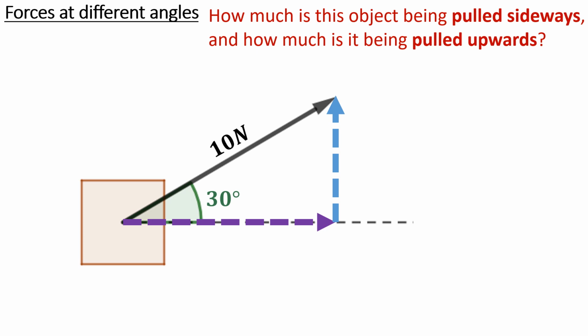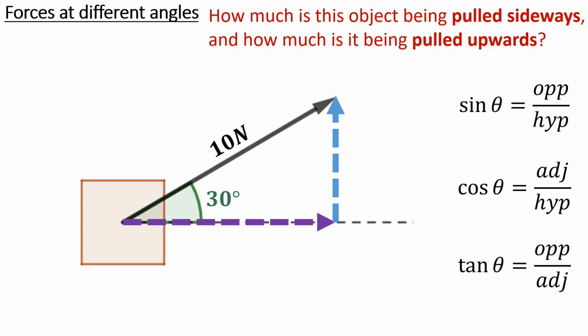We can calculate that by noticing that what you're looking at here is just a right-angled triangle. So remember your SOHCAHTOA rules, the right-angled trigonometry results. We have sine theta, opposite over hypotenuse, cos theta, adjacent over hypotenuse, and tan theta, opposite over adjacent. Now, if you look carefully at this diagram, you'll notice that provided we're paying attention to the angle 30 degrees, then in this particular case, the opposite side is that light blue one, the vertical, the adjacent side is the purple one, and the hypotenuse is the one that we know the value of. That one is 10 newtons.